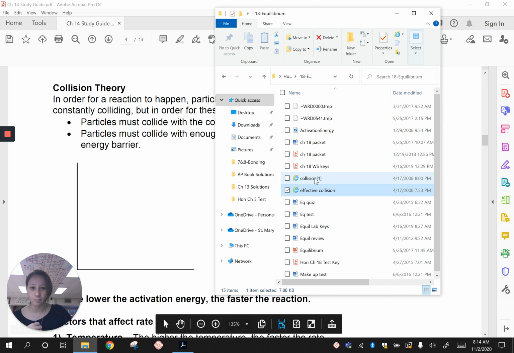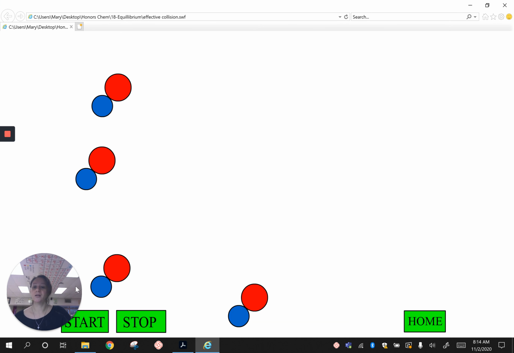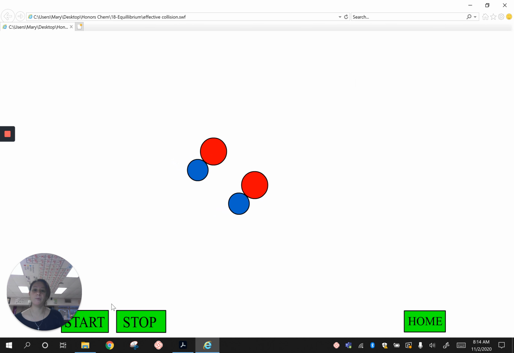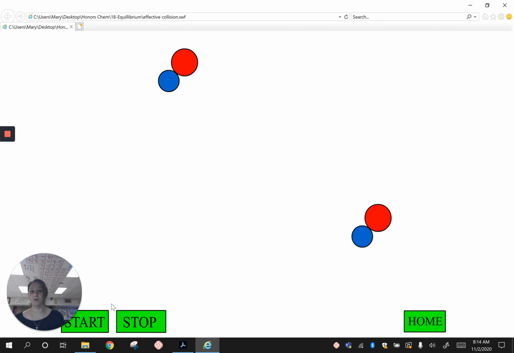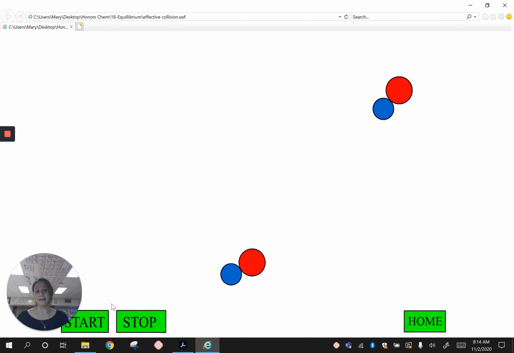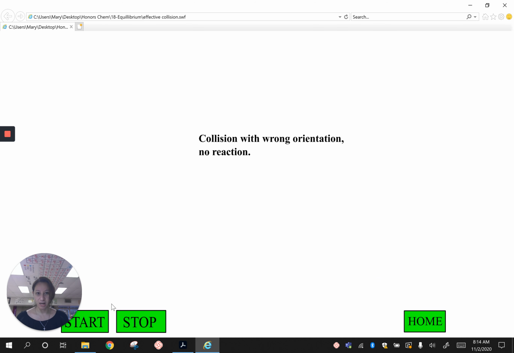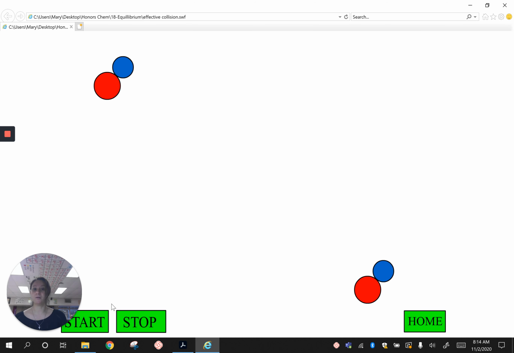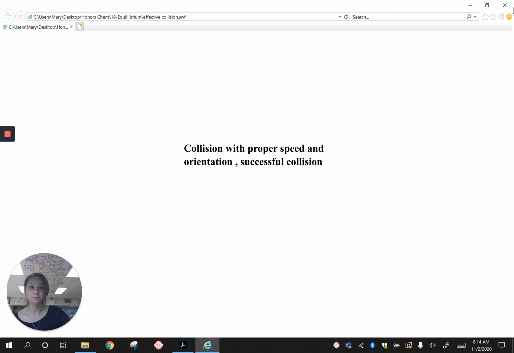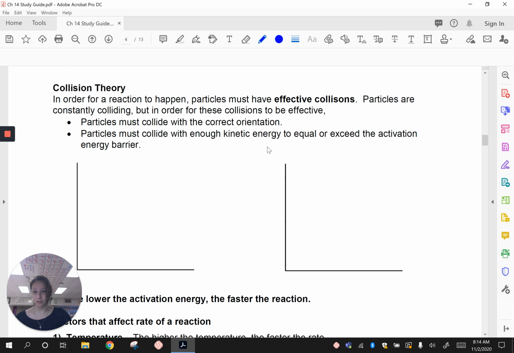I have a little animation here to show you. Here are two molecules. They are colliding, but not with enough kinetic energy, and so no reaction occurs. Next, they are going to collide again, but they are not colliding with the correct orientation, so no reaction occurs again. And now they're going to collide fast enough with the correct orientation, and that's when you get a chemical reaction. So correct orientation and enough kinetic energy is what you need.